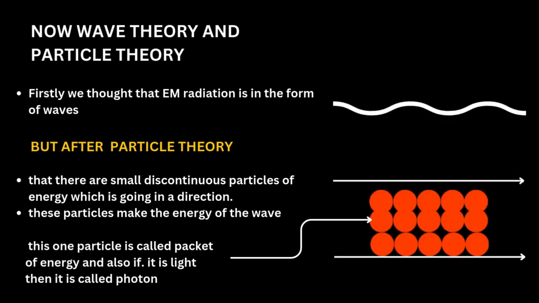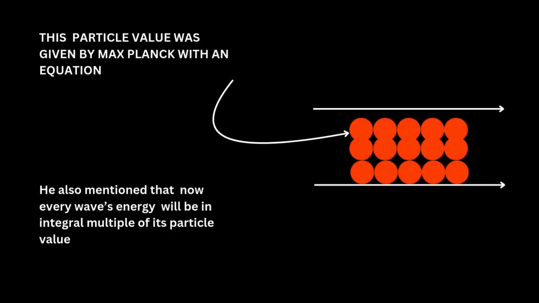Now, wave theory and particle theory. Firstly, we thought that electromagnetic radiation is in the form of waves, but after particle theory, we got to know that there are small discontinuous particles of energy which are going in a direction. These particles make the energy of the wave. This particle value was given by Max Planck with an equation. He also mentioned that now every wave's energy will be an integral multiple of its particle value.